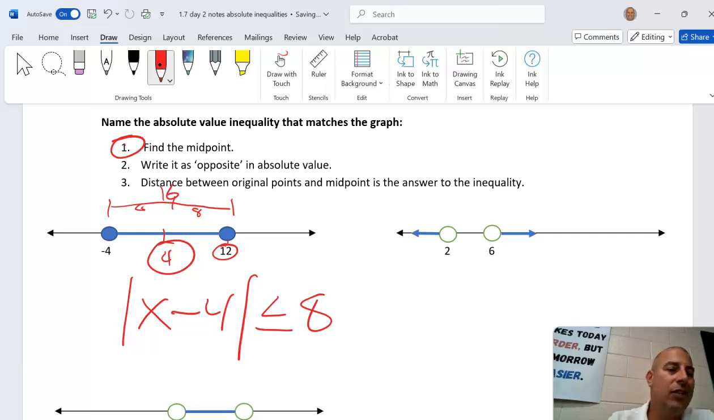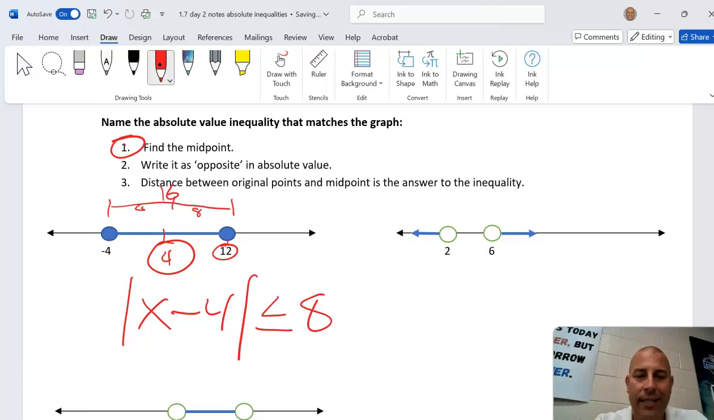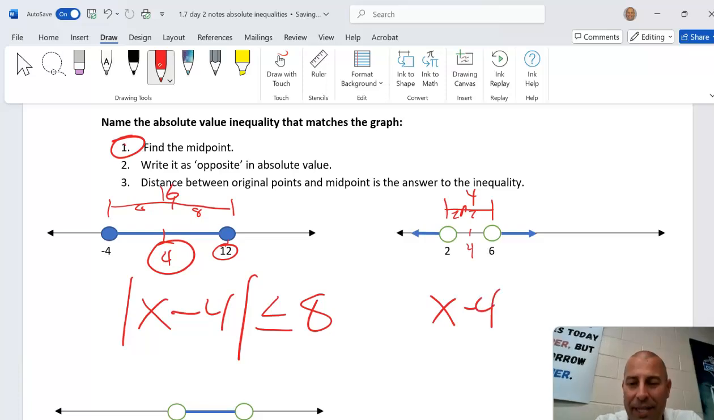All right. Let's do one more that we're looking at. From 2 to 6, it's a distance of 4. So the midway point would have to be 2 and 2. Which tells me 4 is the middle. Opposite. So yep, it's x minus 4, inside the absolute value bars. The distance from the midpoint to the end, that's a 2.